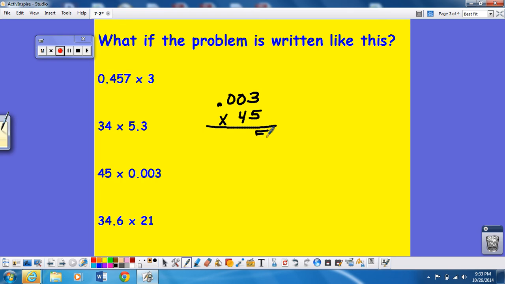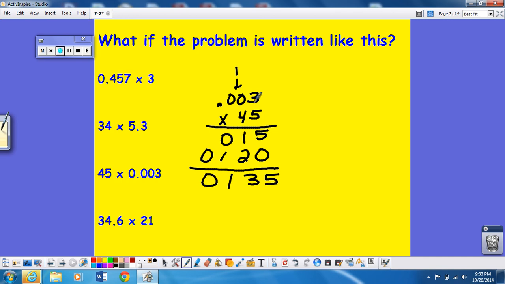5 times 3 is 15. 5 times 0 is 0 plus 1 is 1. 5 times 0 is 0. Bring down your placeholder. 4 times 3 is 12. Put down your 2. Carry your 1. 4 times 0 is 0 plus 1 is 1. 4 times 0 is 0. Add it up.